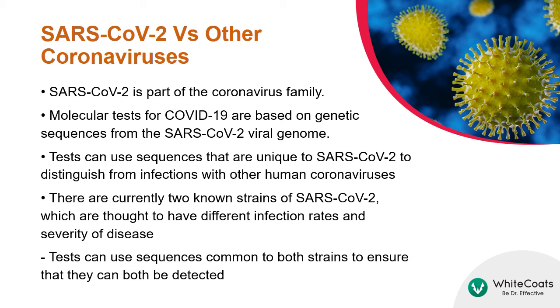SARS-CoV-2 is part of the coronavirus family. Molecular tests for COVID-19 are based on genetic sequences from the SARS-CoV-2 viral genome. Tests can use sequences that are unique to SARS-CoV-2 to distinguish from infections with other human coronaviruses. There are currently 2 known strains of SARS-CoV-2, which are thought to have different infection rates and severity of disease. Tests can use sequences common to both strains to ensure that they can both be detected.